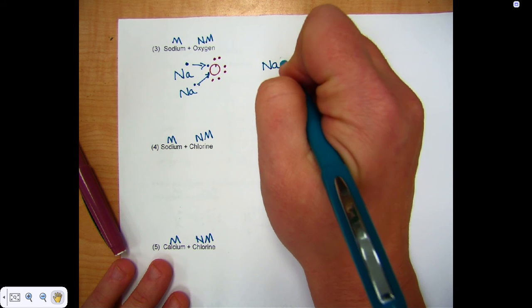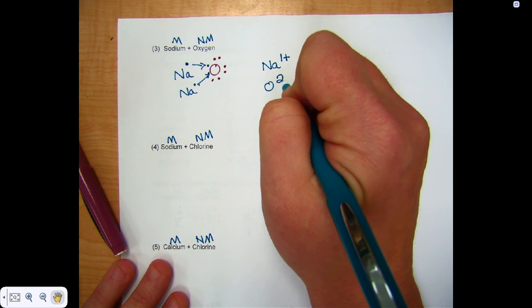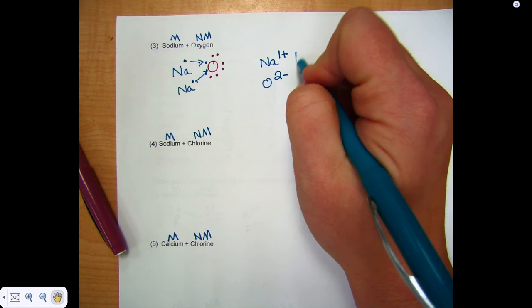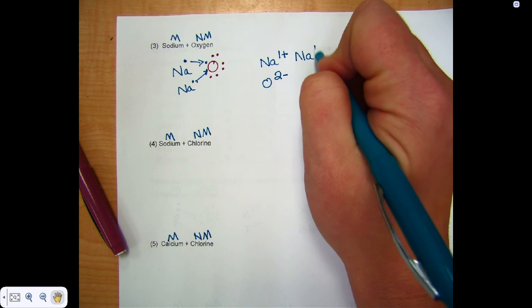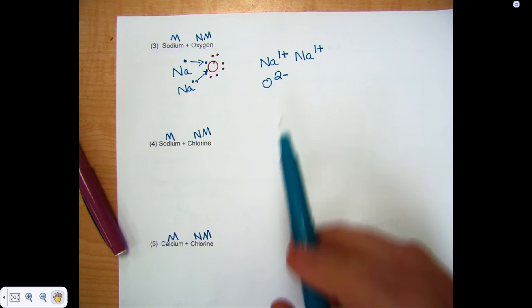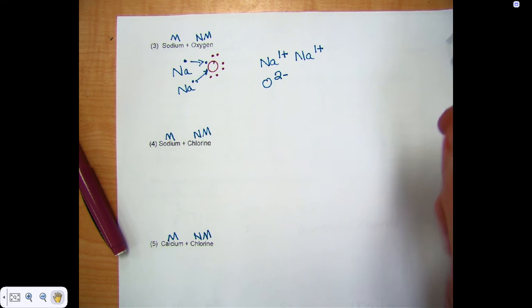So Na1 plus, O2 minus. Look at your periodic table to get your oxidation numbers. Are these balanced? No, they are not. So balance them. Na1 plus. You cannot change oxidation numbers. You can add elements, but not add oxidation numbers. So now I have 2 positives, 1 negative, or 2 negatives.